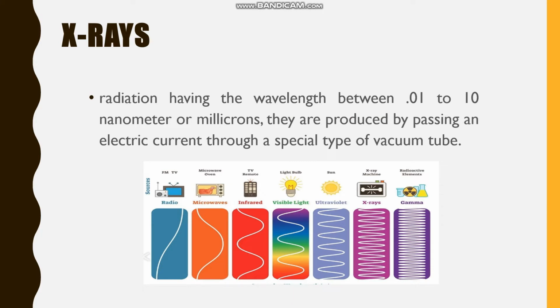X-ray. So, radiation having the wavelength between 0.1 to 10 nanometer or millicrons. They are produced by passing an electric current through a special type of vacuum tube.